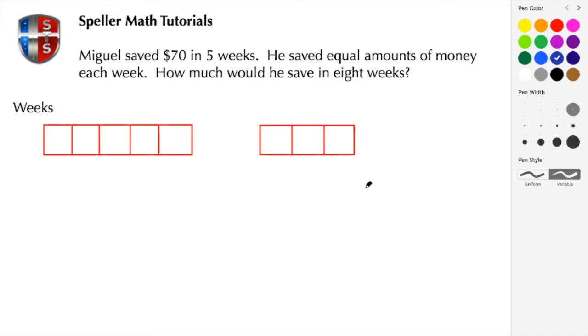Today we have a word problem. Miguel saved $70 in 5 weeks. He saved equal amounts of money each week. How much would he save in 8 weeks?